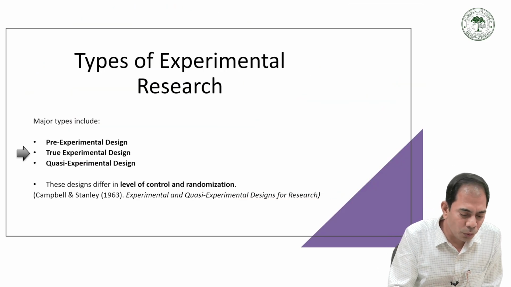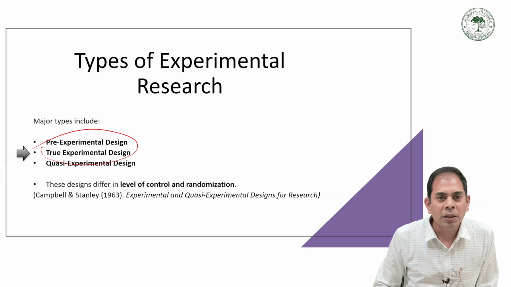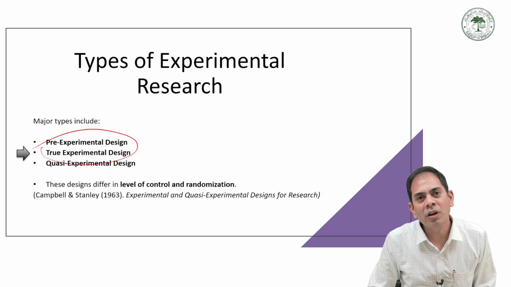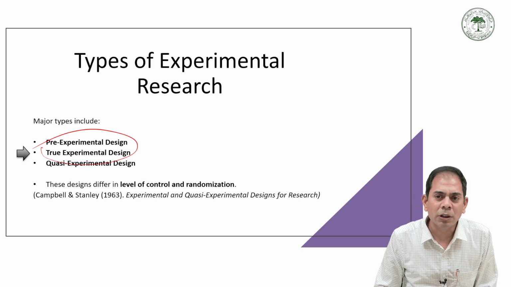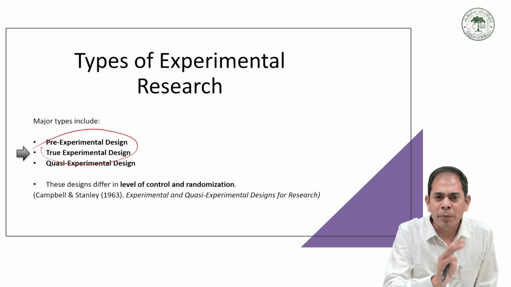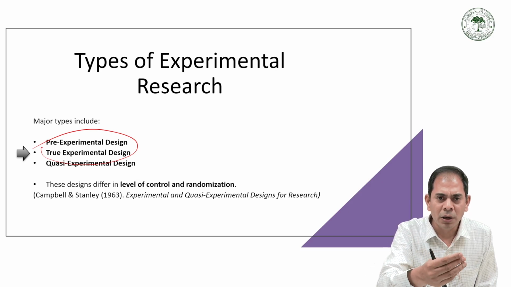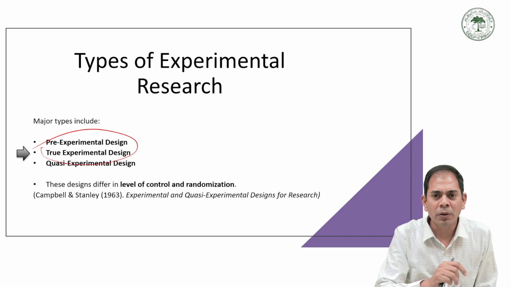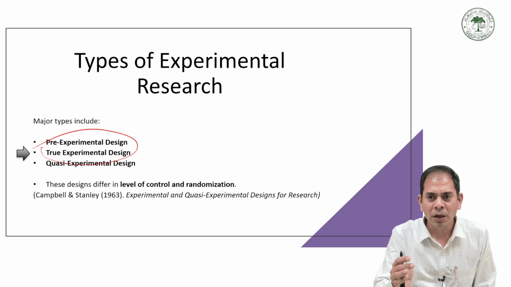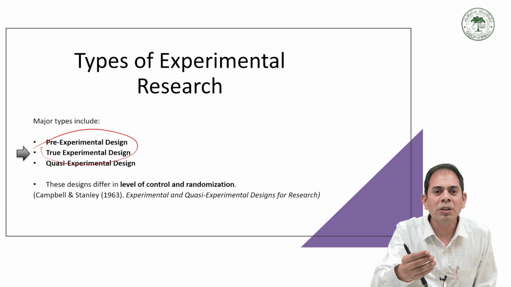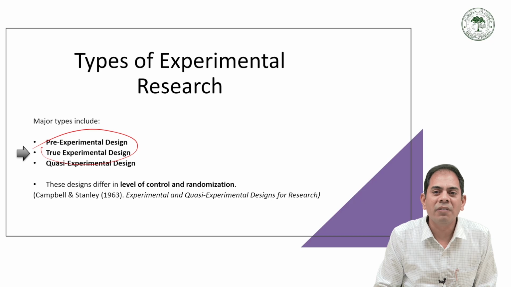Next is the true experimental design. This is the second type. It is the most scientific and reliable, generally used in the field of experimental research in sports and physical education. It includes randomization, a control group, and manipulation of variables. For example, students are randomly divided into two groups, a control group and an experimental group, and the effect of a training program is studied. So this design provides strong evidence of a cause and effect relationship.